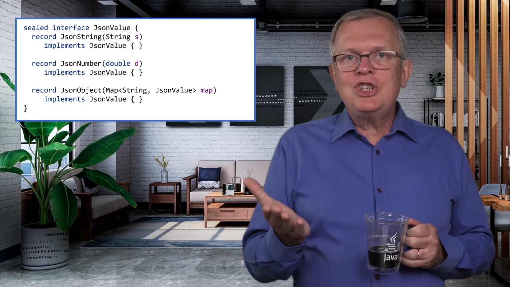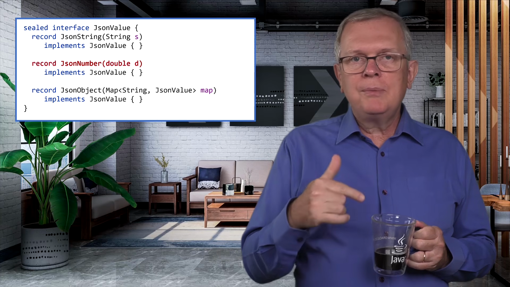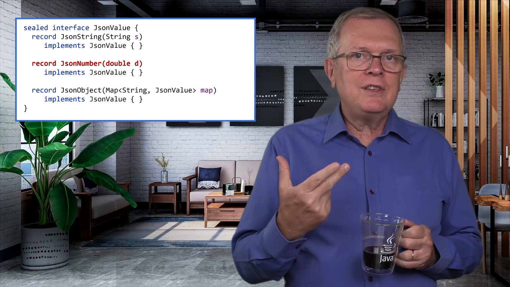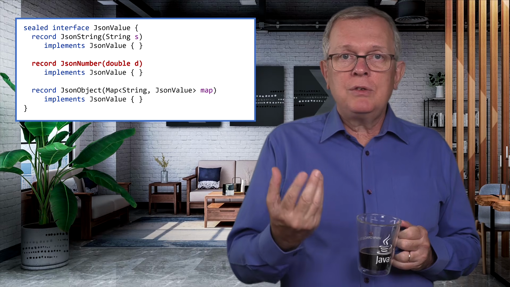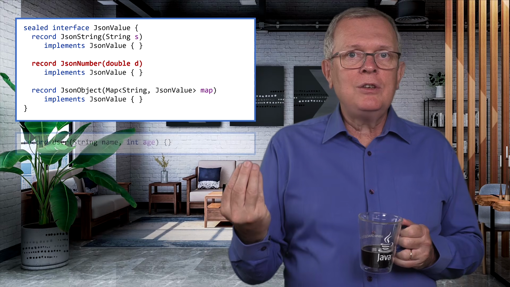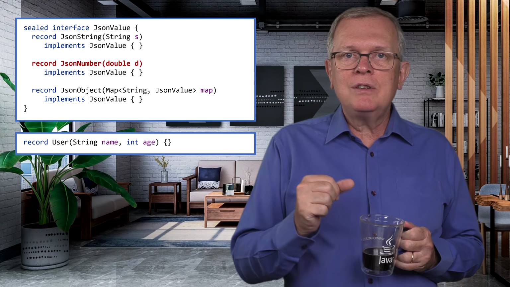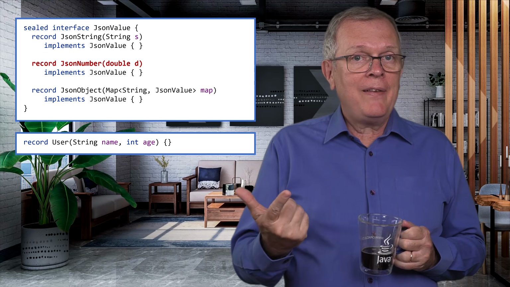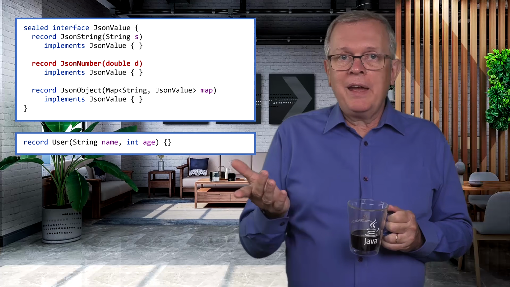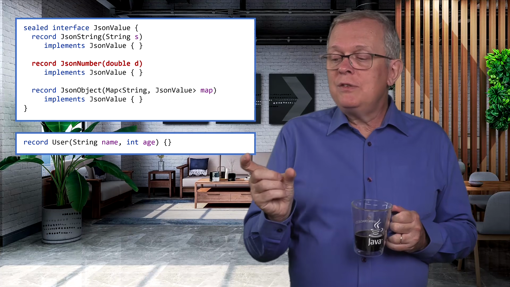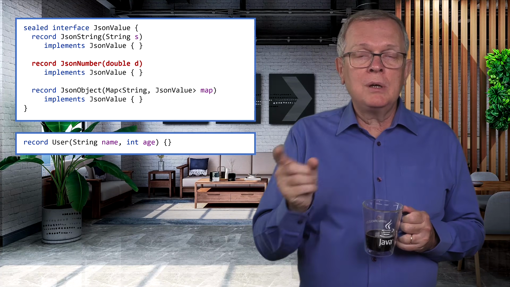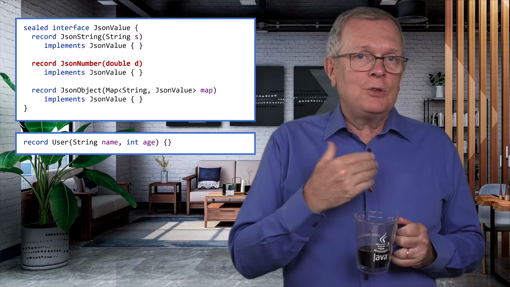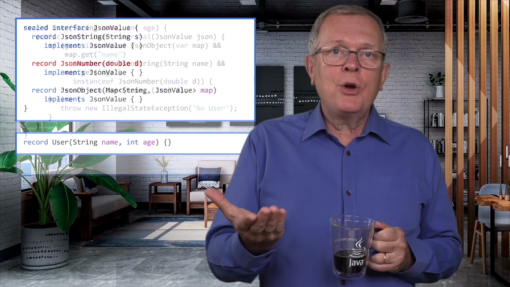As you can see, a JSON number wraps a double, because this is how JSON works, but your application is dealing with users, and the user record is the following. It has a name and an age, and that age is an int. And of course, you need to convert this double that you have in your JSON number to this int. So you'll probably end up with this kind of code.